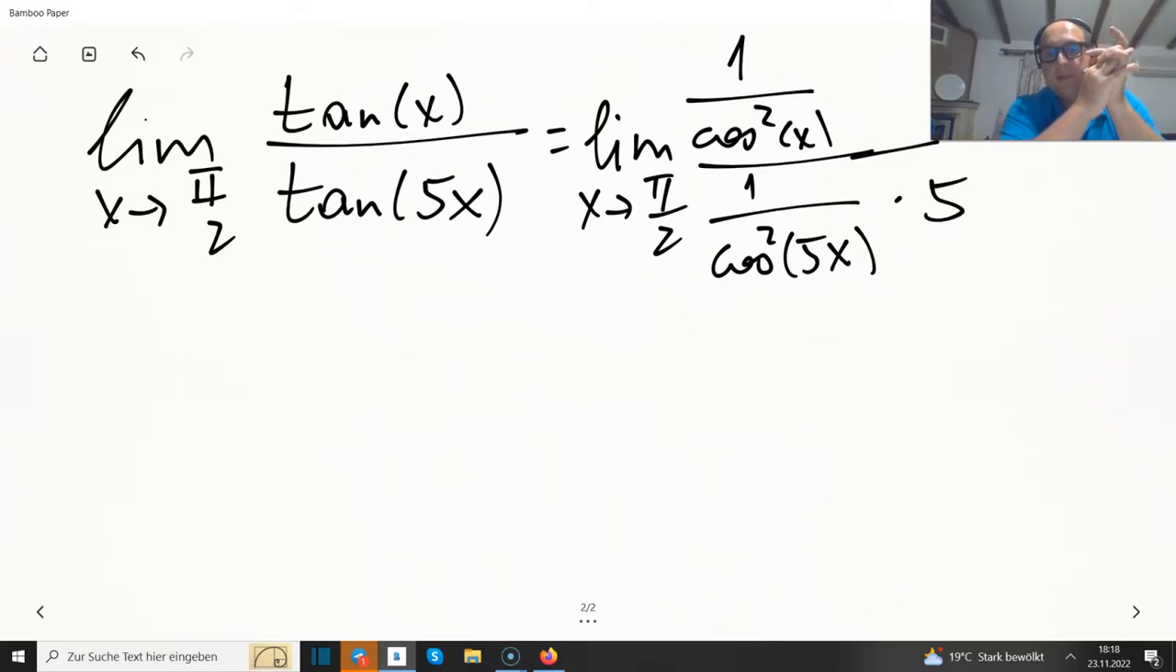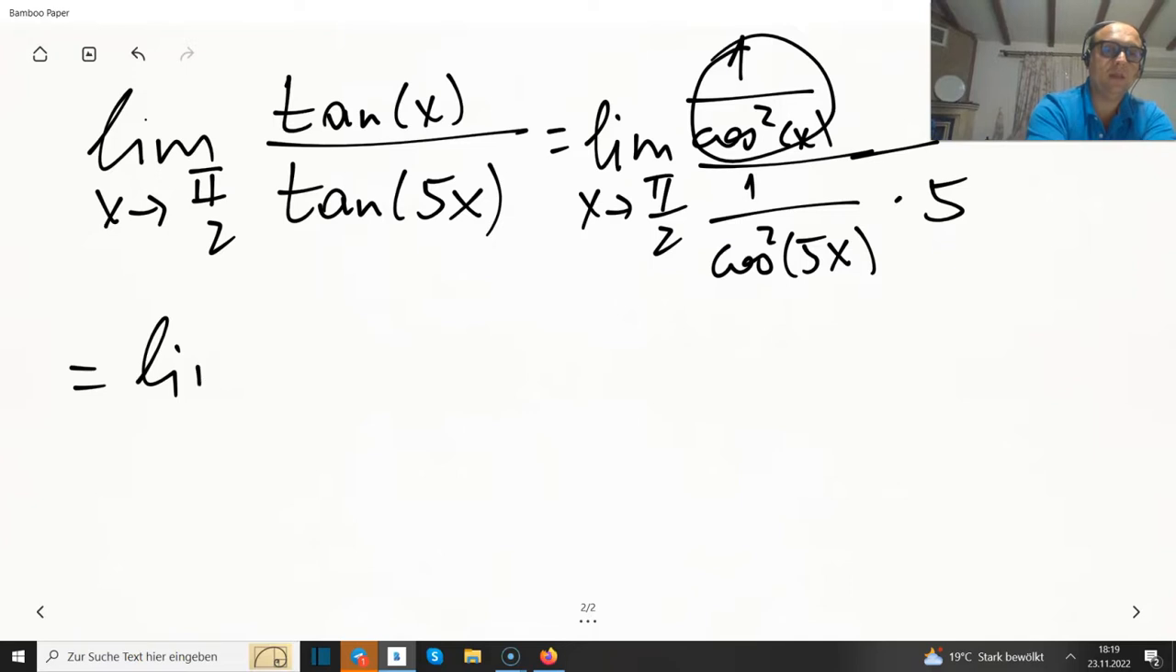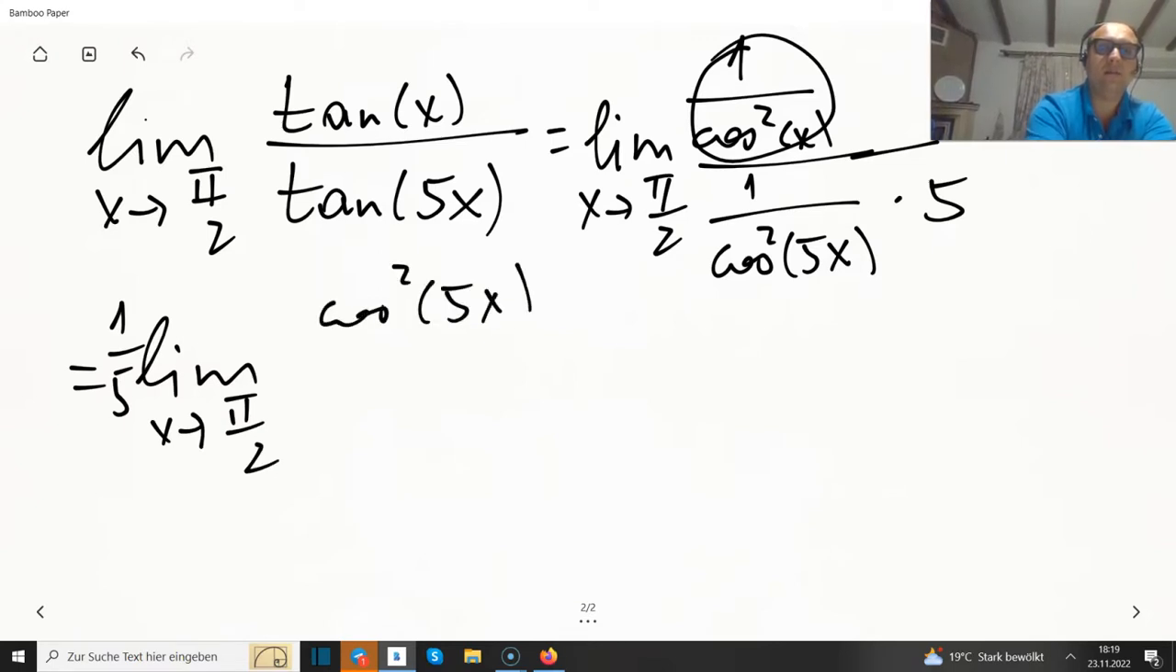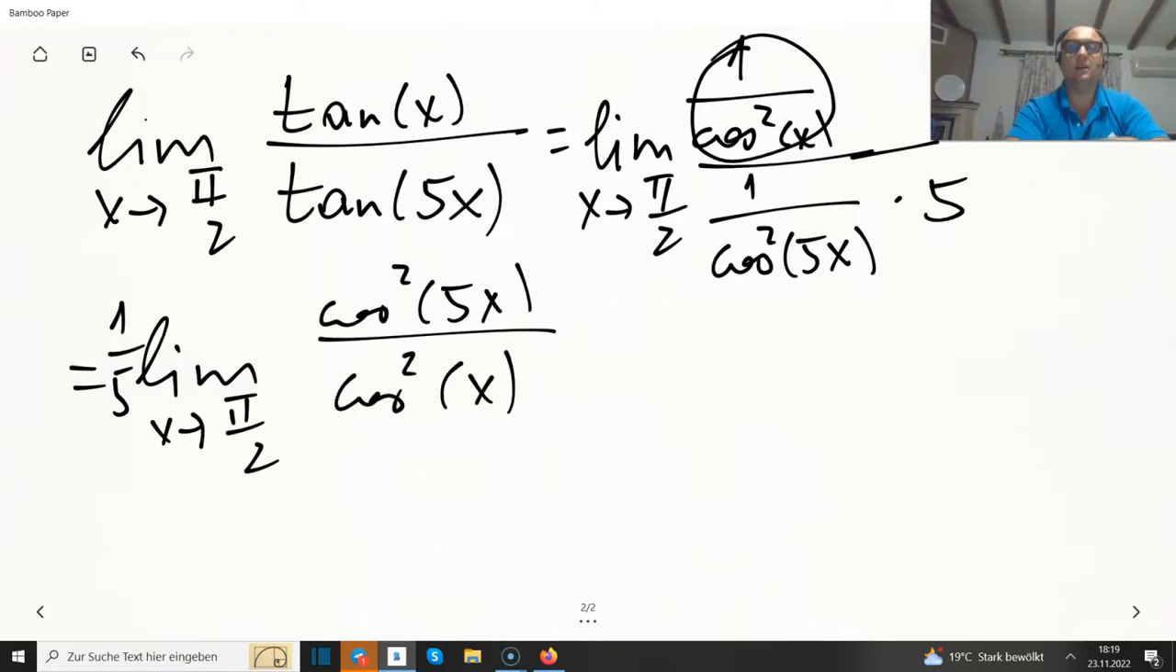If I'm putting pi divided by 2, what am I getting in the numerator? It's just 0, right? I have a problem. I would be dividing by 0, so I can rewrite it now. It's a limit. Let's take 1 divided by 5 outside. So cosine squared of 5x is coming up, and cosine squared of x is remaining in the denominator.